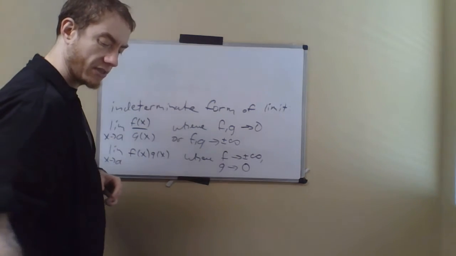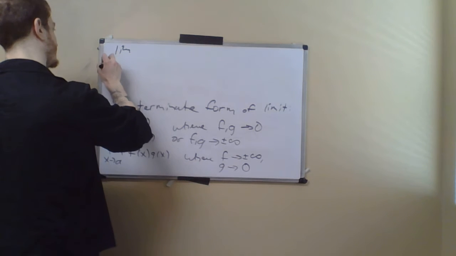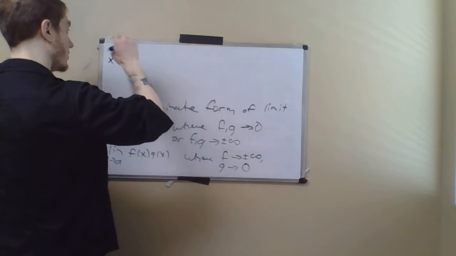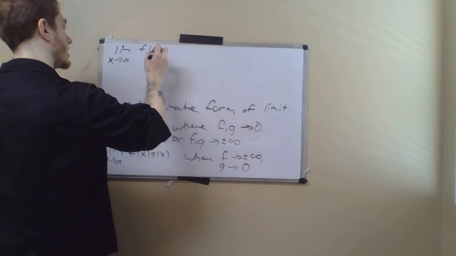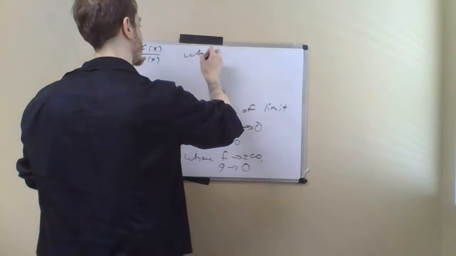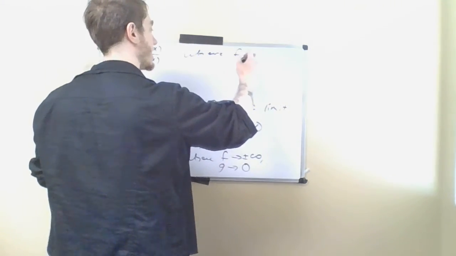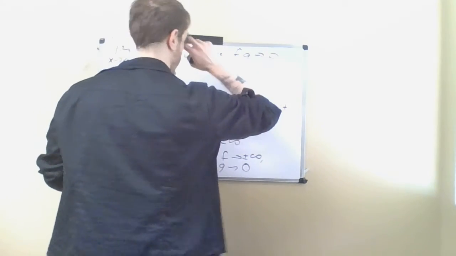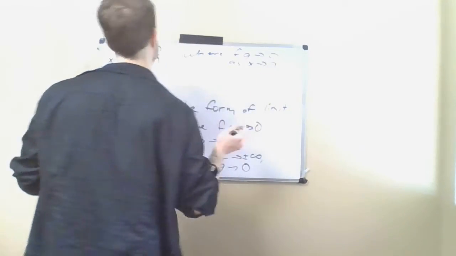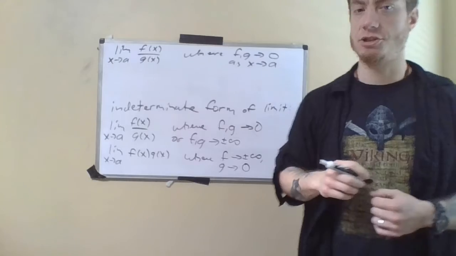So let's suppose that we are looking at the limit as x approaches a of f of x divided by g of x, where f and g are both approaching 0 as x approaches a. Well, here's what we can do in this situation.